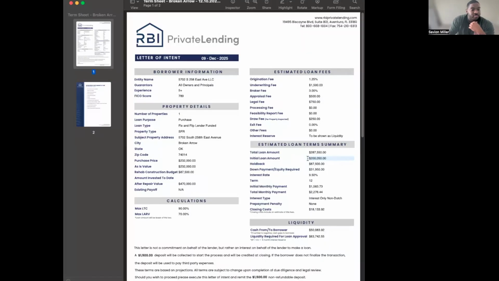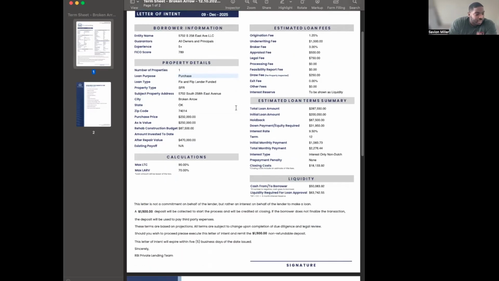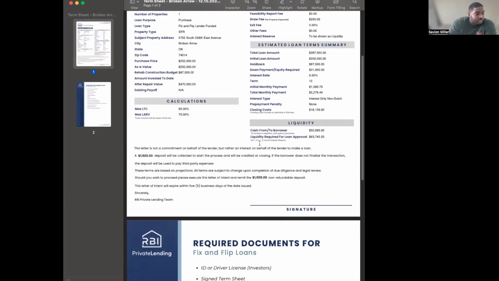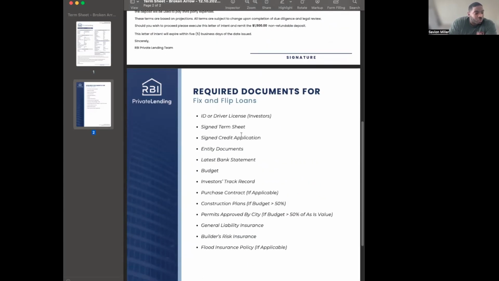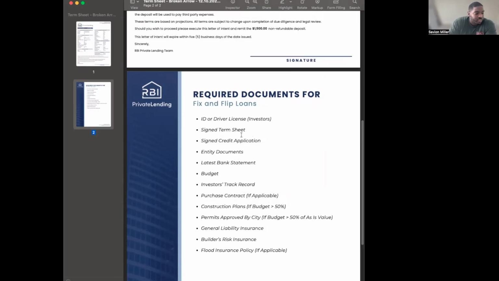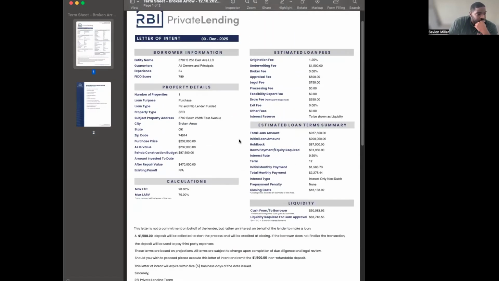So this first term sheet is from RBI Private Lending. You can see here, this is pretty much what they're going to sign if they agree to the terms. And then you see a list of what the initial requirements are. If we're taking a look at this term sheet, let's say you're a builder, a fix and flipper or whatever, you have the property information, the purchase price here, and the rehab budget here.